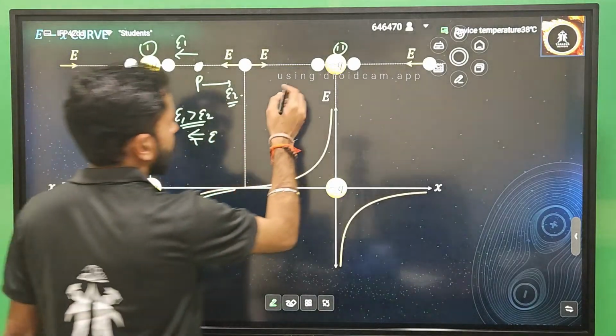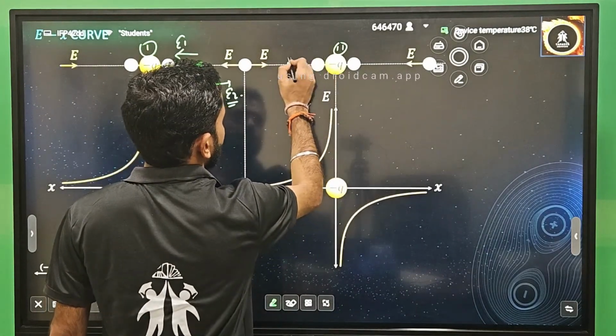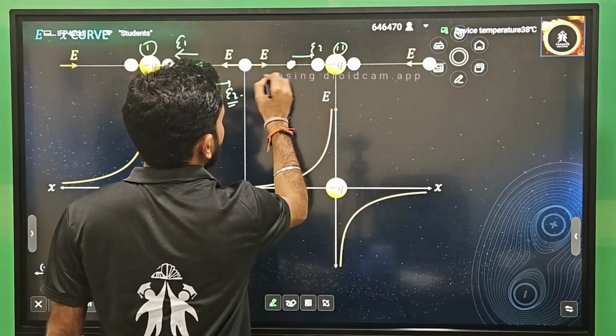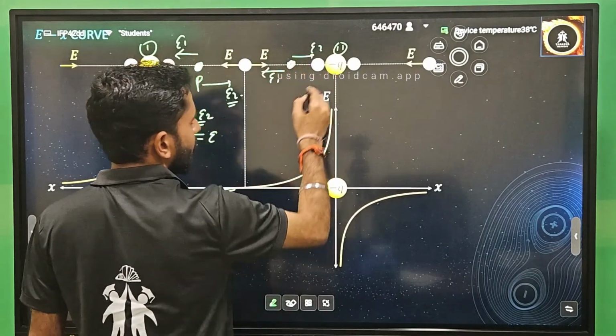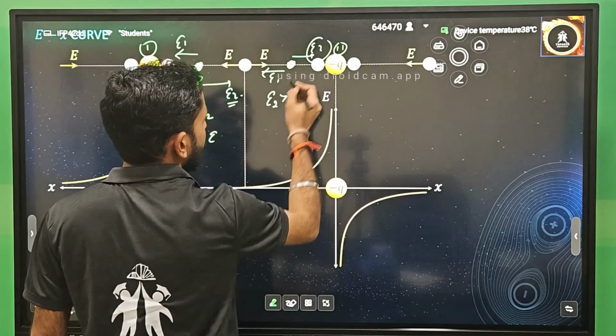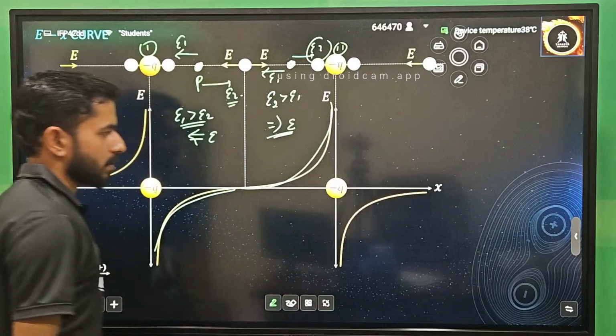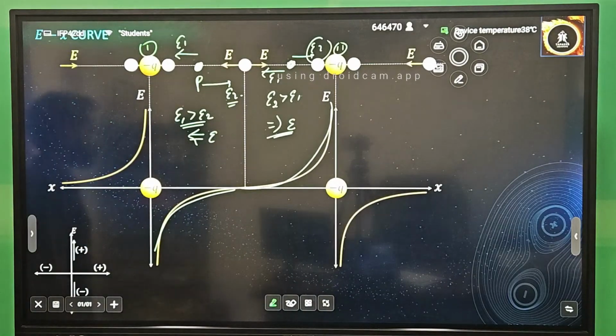What about the other section? Other section you can say, let's suppose a point here I have taken, this is negative, that means this will be E2, this will be E1. Now here who have the less distance? E2 have the less distance, that means what you will say, E2 is greater than E1. If E2 is greater than E1, what is the net direction of electric field? Positive, that's why you are watching that this is what? Positive curve also. Correct now?